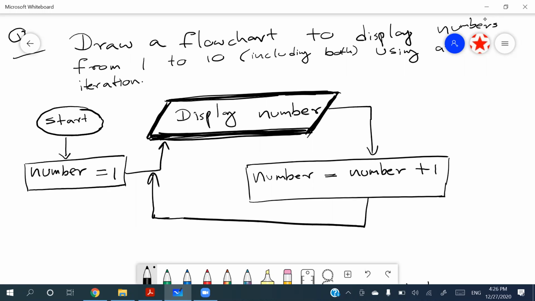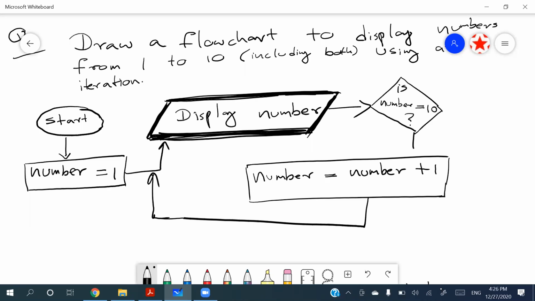Right? So that means the best place to check my condition is right over here, just after the number is displayed. So I'm asking, and I can ask this in many different ways: is number equals 10? I can ask that question, right?